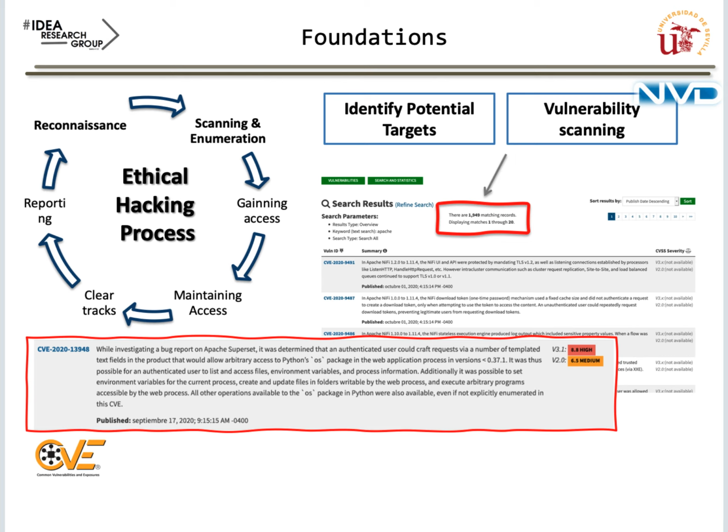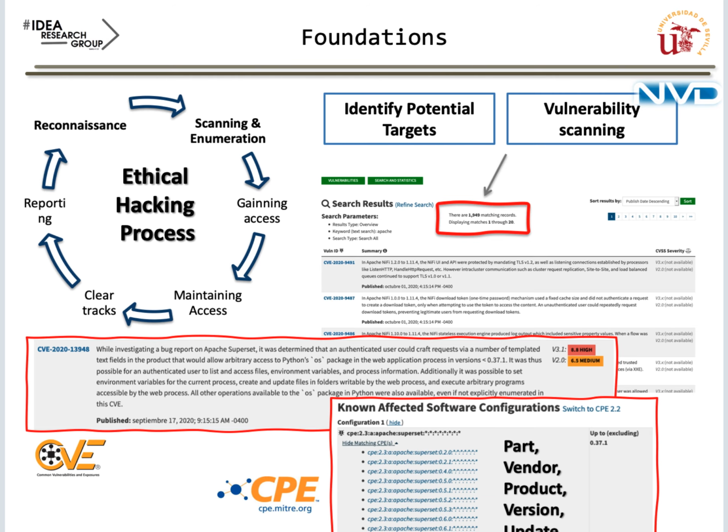the impact, and even we can see the known affected software configurations that describe if the vulnerability affects an application, the vendor affected by it, and the specific product, even the version, the date version affected by the vulnerability, and so on. These two formats, CVE and CPE, are the most relevant formats used to represent the vulnerabilities.